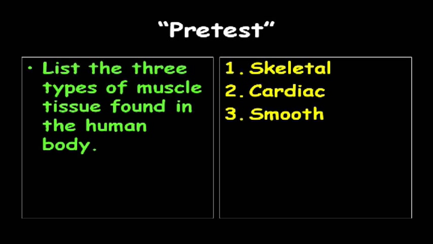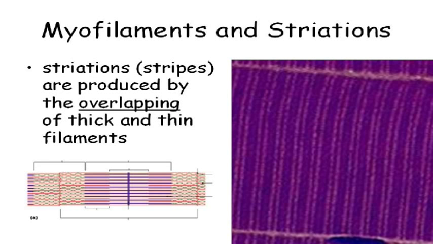Now, we said there were three types of muscle tissue, right? We said we're talking about what kind here? Skeletal. And the next one was? Cardiac. And then smooth. The reason smooth is called smooth is because it doesn't have stripes. If you look at skeletal muscle tissue and cardiac muscle tissue, can y'all kind of see how it's got stripes? Yeah, skeletal muscle and cardiac muscle is what we call striated. It has striations or stripes. Smooth muscle tissue is called smooth because when you look at it, you don't see the little bands. You don't see the little stripes.